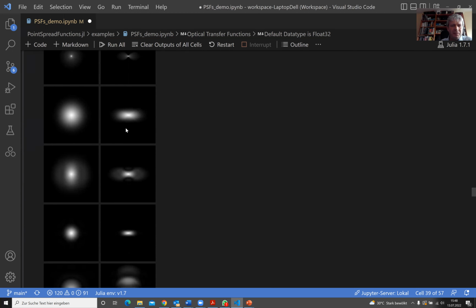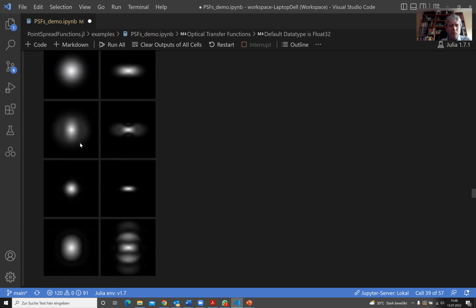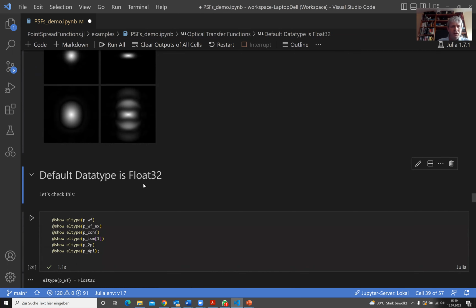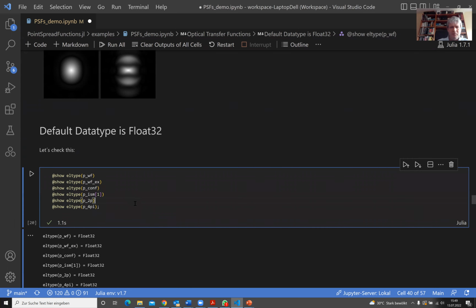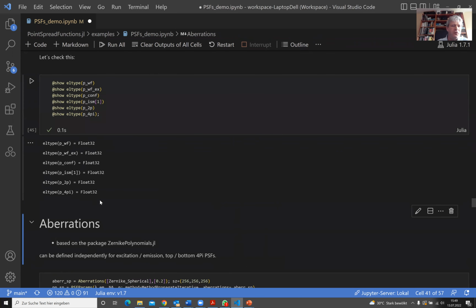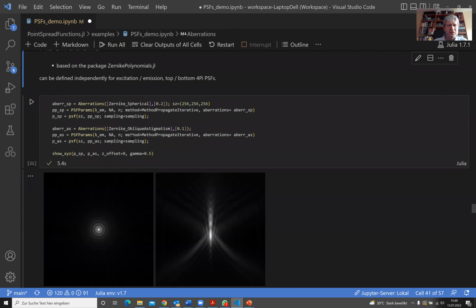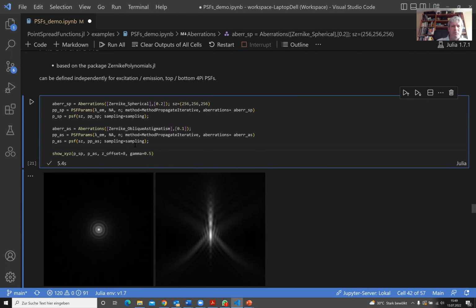The ISM is interesting because it does have the same support here, but it has these funny zeros in between for this off-center pixel. And the two-photon microscopy here and 4π has this typical shape of a 4π point spread function, or rather optical transfer function here. So by default, the calculation type of all of this, as you can see here, is float 32, but you can specify in the parameter structure also dtype, the destination type, where you can do float 64, for example. The one interesting feature as well is that you can specify aberrations.